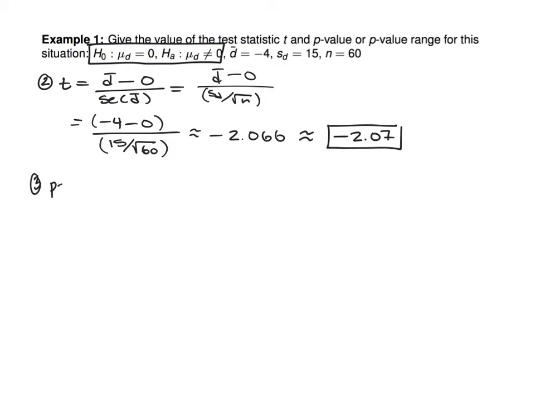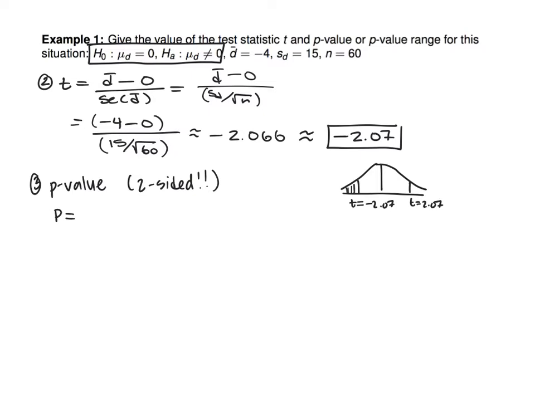Okay, find the p-value. So observe that this is a two-sided test because mu d is not equal to 0 is what HA says. So our p-value is going to be the probability that we're either lower than negative 2.07 or bigger than positive 2.07. And which you can see from the picture is twice the probability that t is less than or equal to negative 2.07.